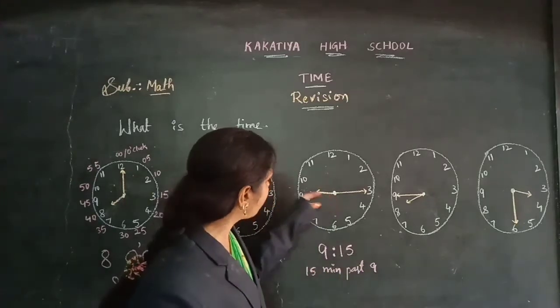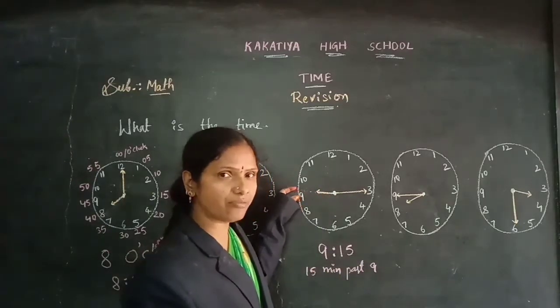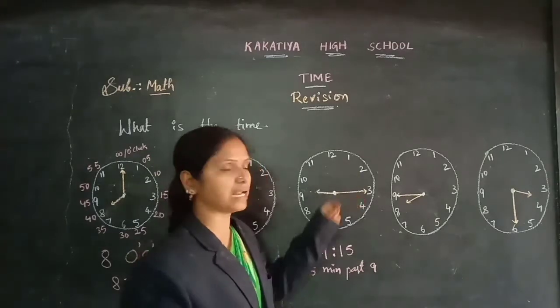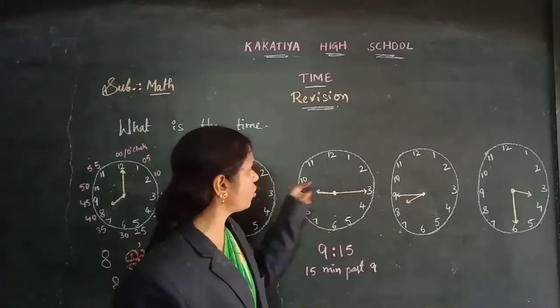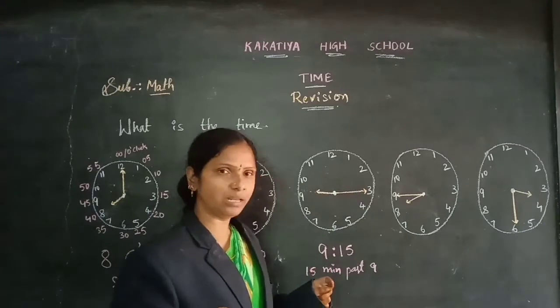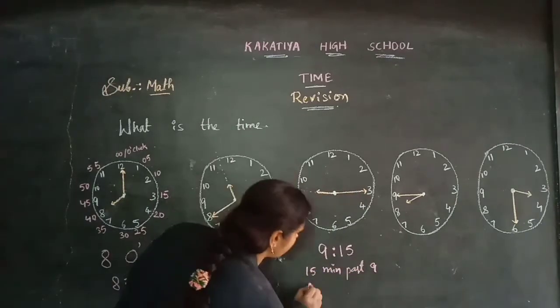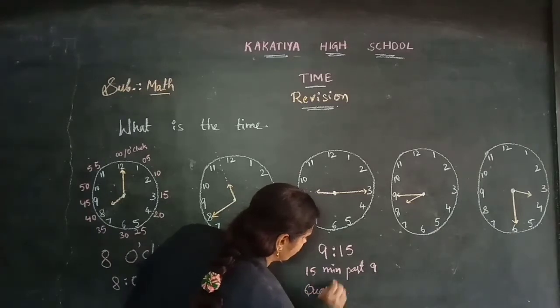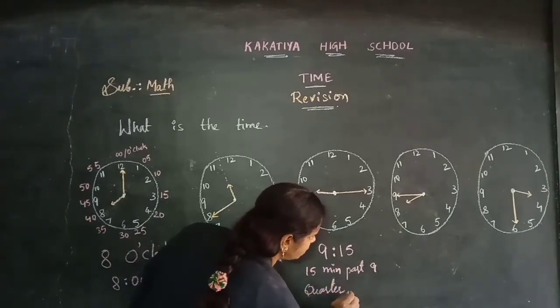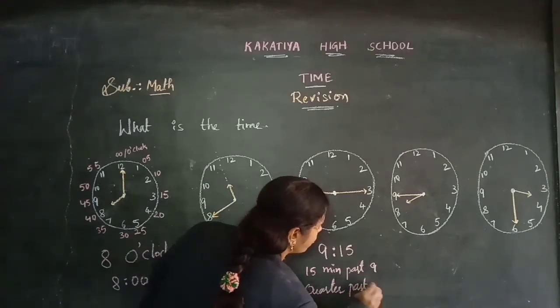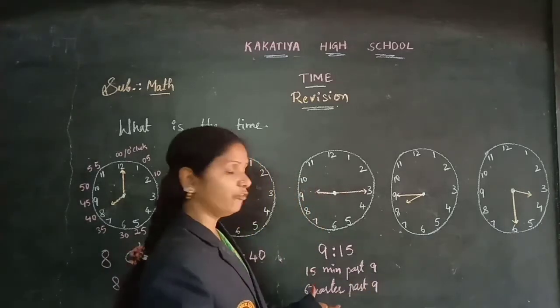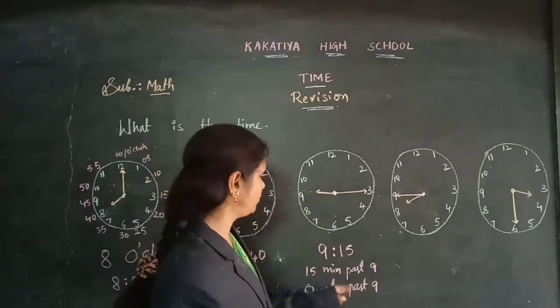Means after 9 o'clock, 15 minutes it crossed, children. After 9 o'clock, it crossed only 15 minutes. So, 15 minutes past 9. 15 minutes is nothing but quarter past. Okay, 9:15 means 15 minutes it crossed after 9.